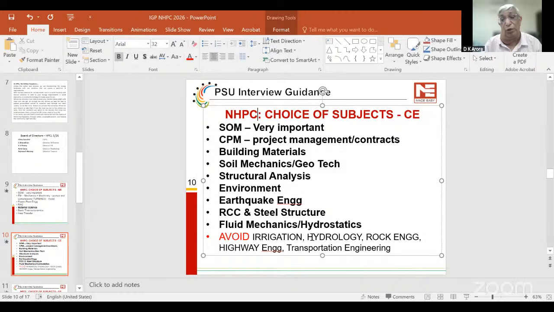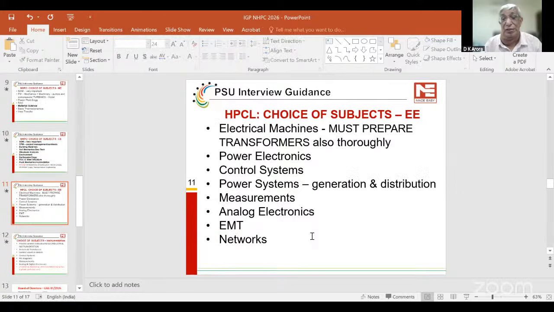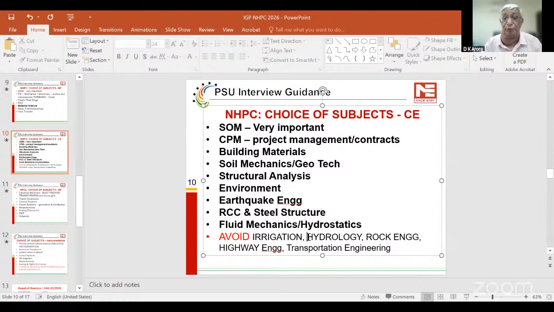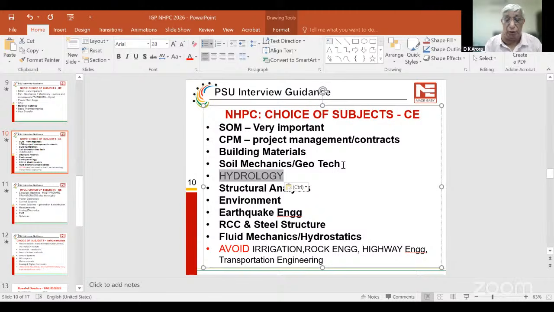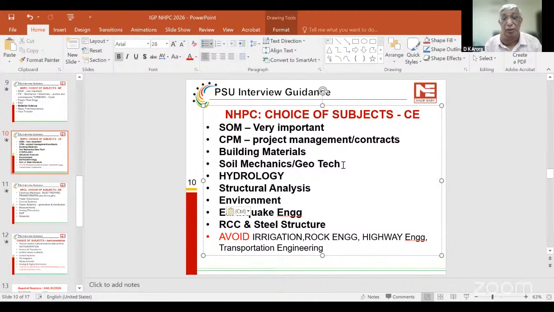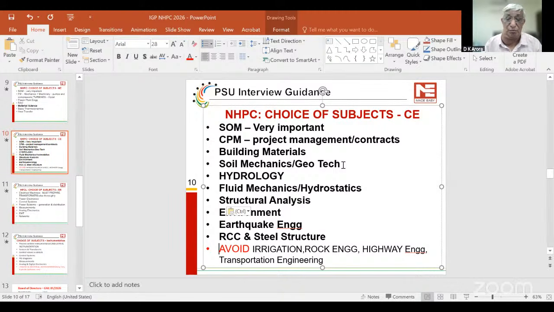Now here, I'm going to include hydrology as a subject which is important. Let me put it after soil mechanics or geotech. Fluid mechanics can be a preferred subject in this case, again, because of its importance here for the hydropower sector. Subjects like irrigation, rock engineering, highway engineering, transportation engineering can be skipped.